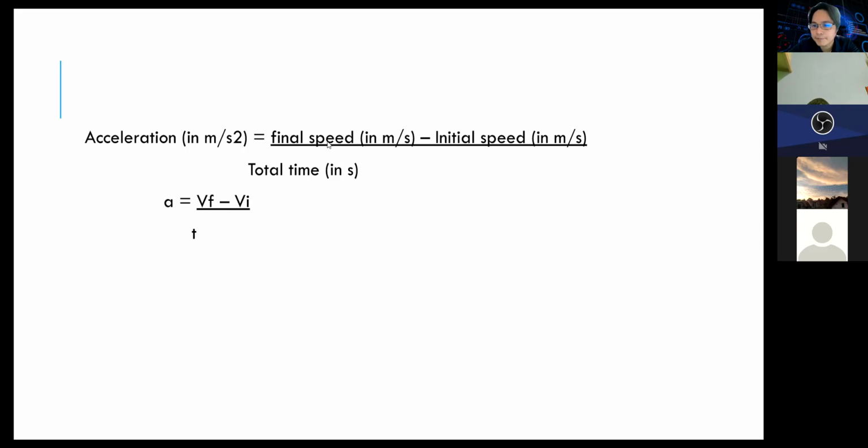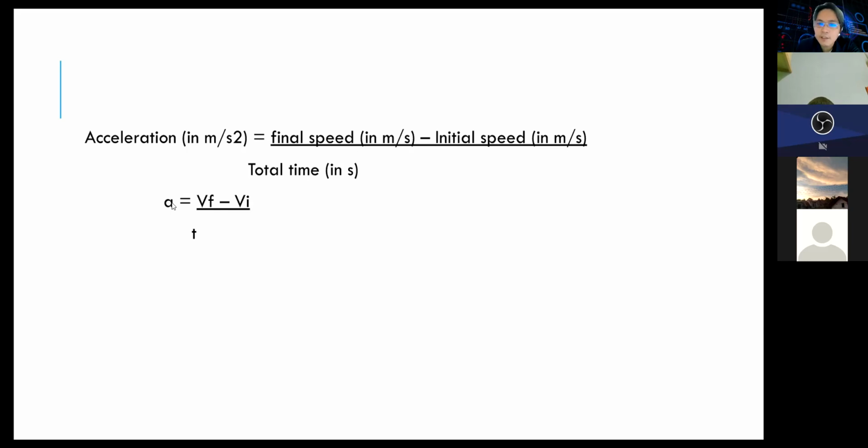As simple as that. Wait, what does VF mean? Velocity final. And VI? Initial. The I means initial. This is common. This formula, you can actually encounter all throughout, even in college. Please take note of the formula.